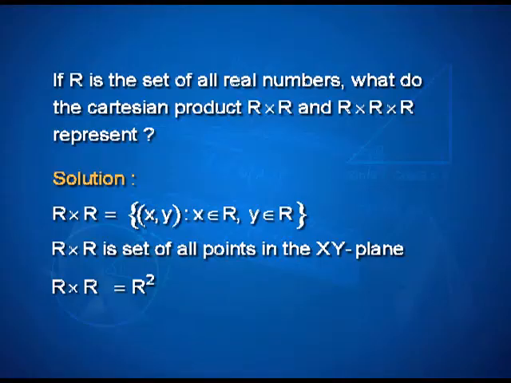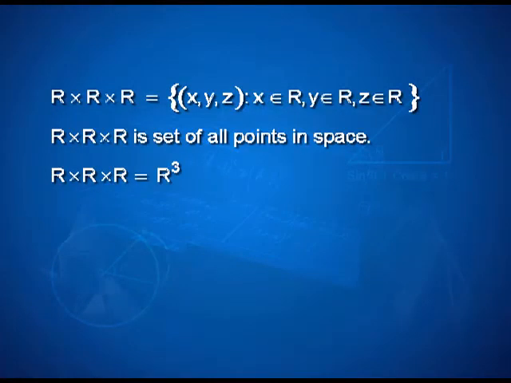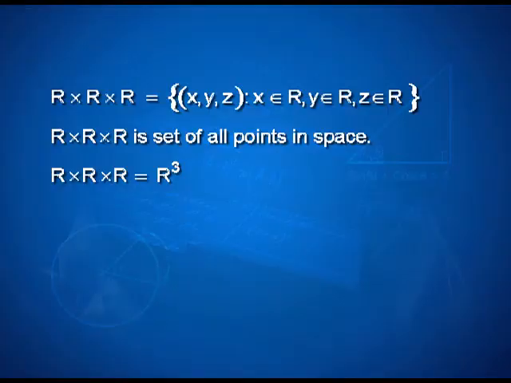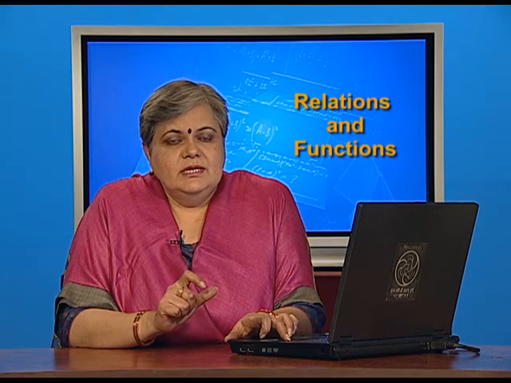And of course, we also read R cross R as R2. Similarly, if I take R cross R cross R, that is R cross R 3 times, the Cartesian product of real numbers with itself 3 times, then I am listing out all the ordered triples, and they are nothing but representation of all points in space. And therefore, such representation is visualizing the concepts of 2 dimension and 3 dimension.